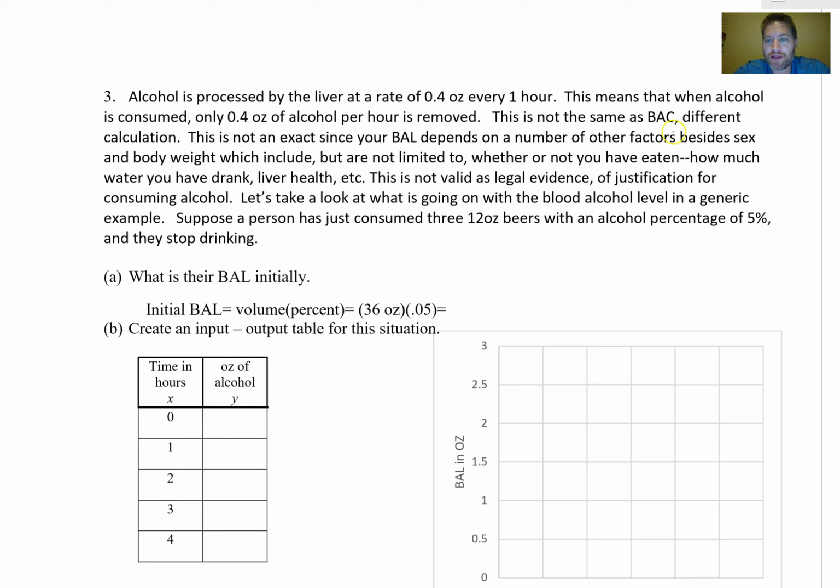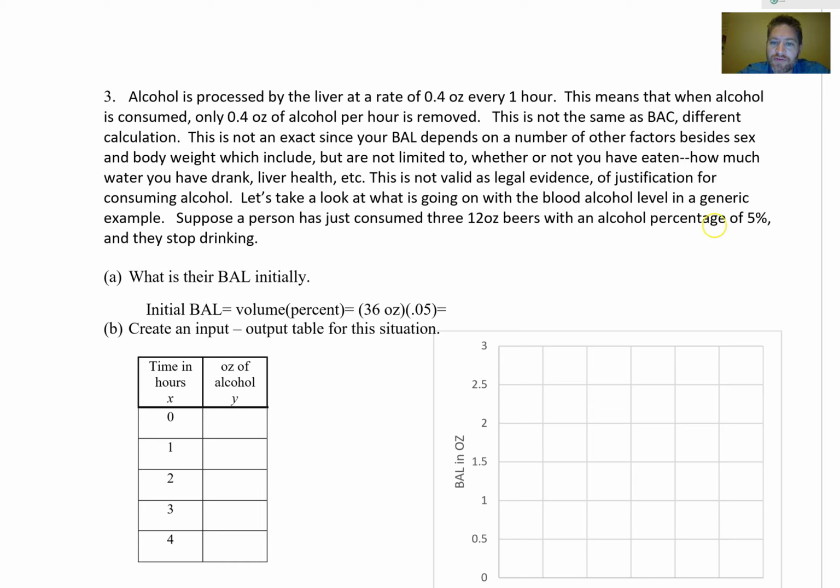It's not the same as the blood alcohol content that you see all those little measures. Those are affected by your sex, your body weight, your liver health, how much water you've drank, how much food's in your stomach. There's a lot of other stuff. So this is not valid as legal evidence or justification for consuming alcohol. It's just interesting. So suppose a person has just consumed 3 12-ounce beers with an average alcohol of 5%.